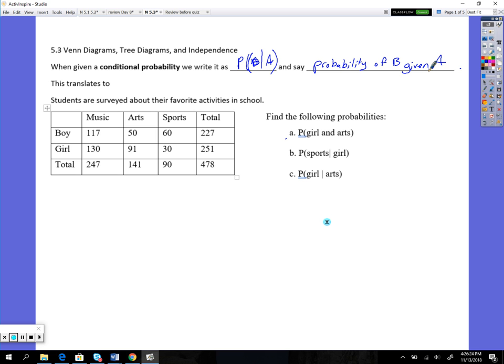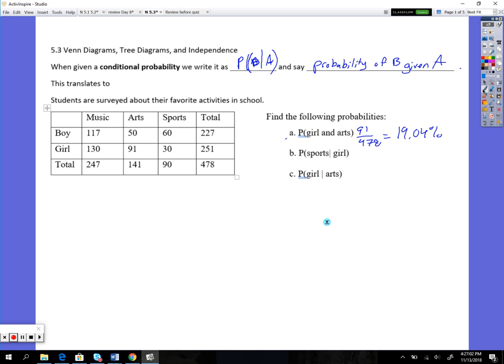So here we have a table based on gender and favorite in-school activities. And we're going to find some probabilities here. So this says find the probability of a girl and arts. So girl and arts is not restricting it to any particular person, so we are going to take that out of the total number of people, 478. So girl and arts is 91 out of 478, and so that gives us about 19.04%.